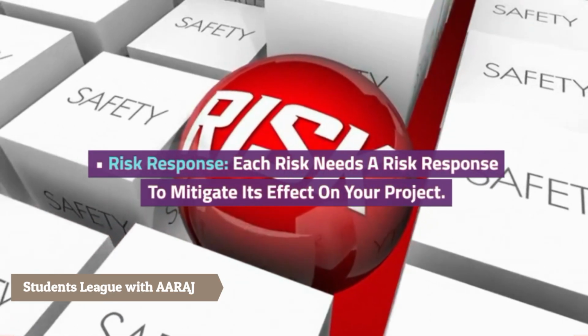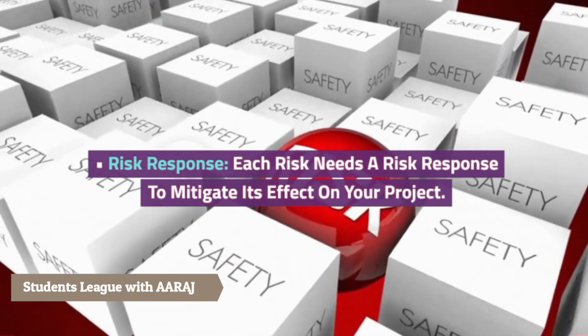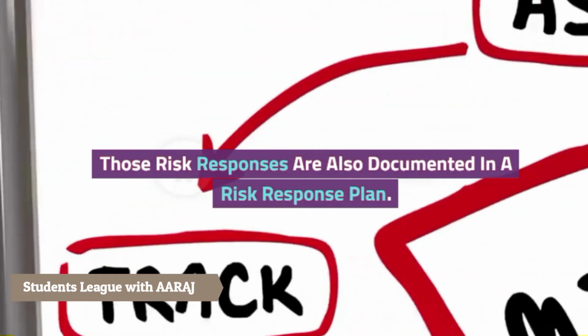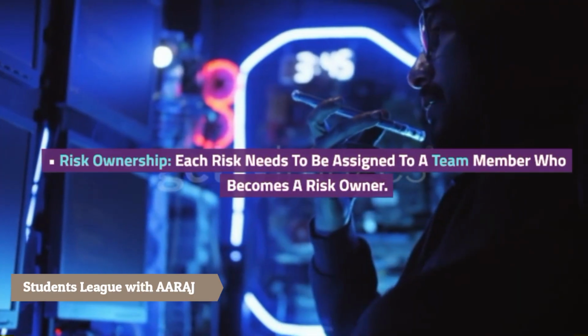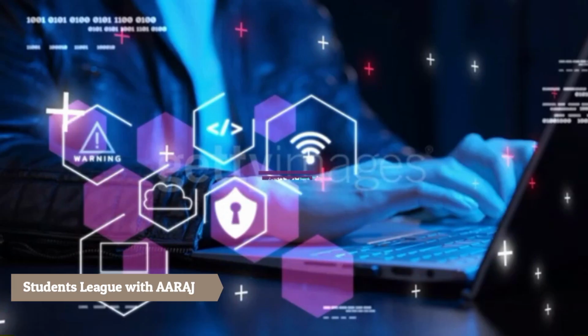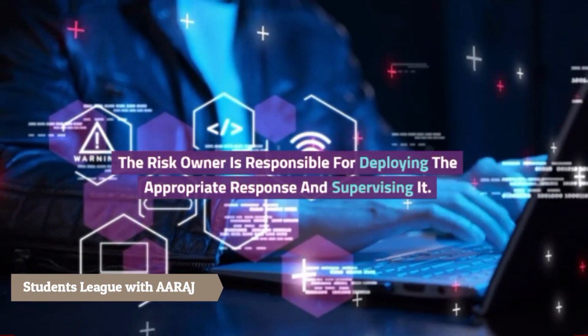Risk Response. Each risk needs a risk response to mitigate its effect on your project. Those risk responses are also documented in a risk response plan. Risk Ownership. Each risk needs to be assigned to a team member who becomes a risk owner. The risk owner is responsible for deploying the appropriate response and supervising it.